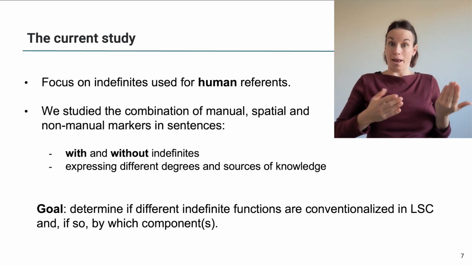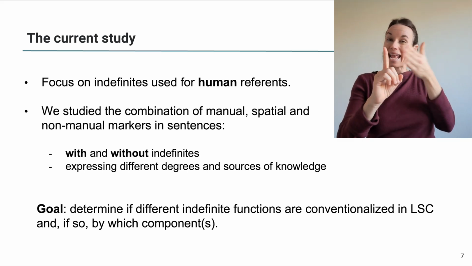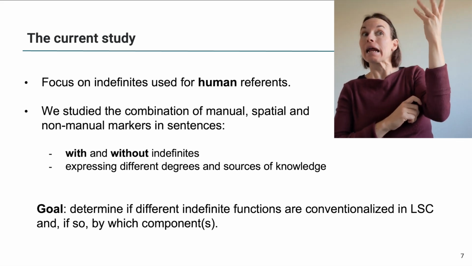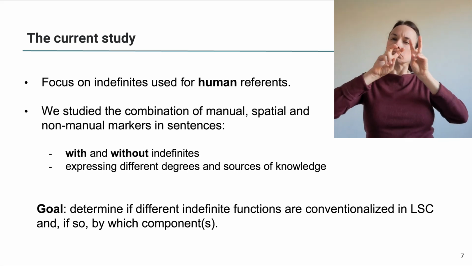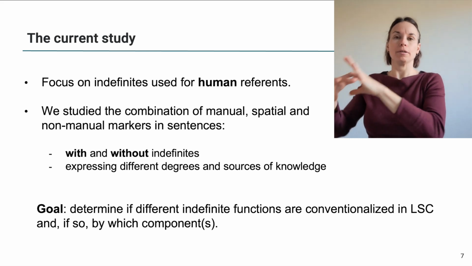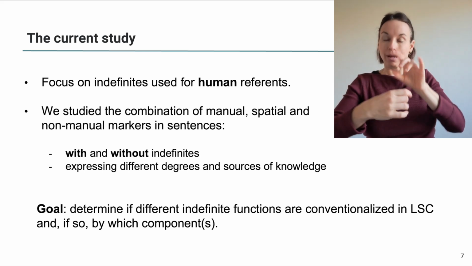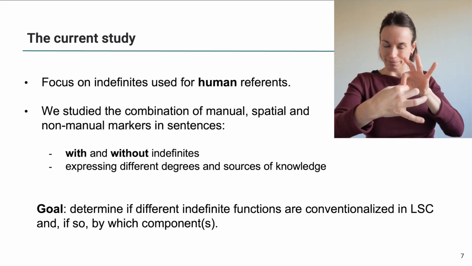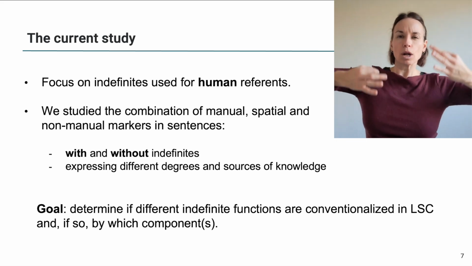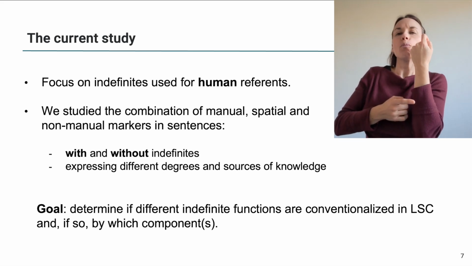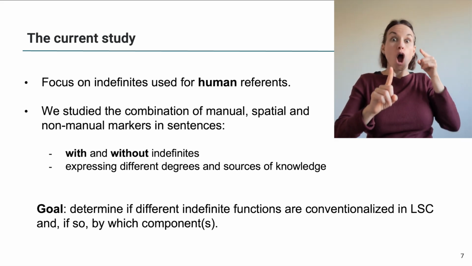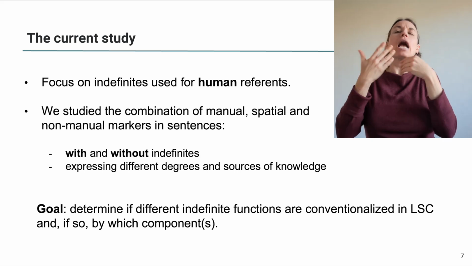In the current study, we focused on indefinites used for human reference. So forms like English someone, no one, anyone, etc. And we studied the combination of markers used in sentences containing different uses of indefinites. But for comparison, we also investigated sentences without indefinites in which the signer expresses different degrees of certainty and different sources of knowledge. And ultimately, our goal is to determine whether different indefinite functions are conventionalized in Catalan Sign Language, and if so, by which component or components.